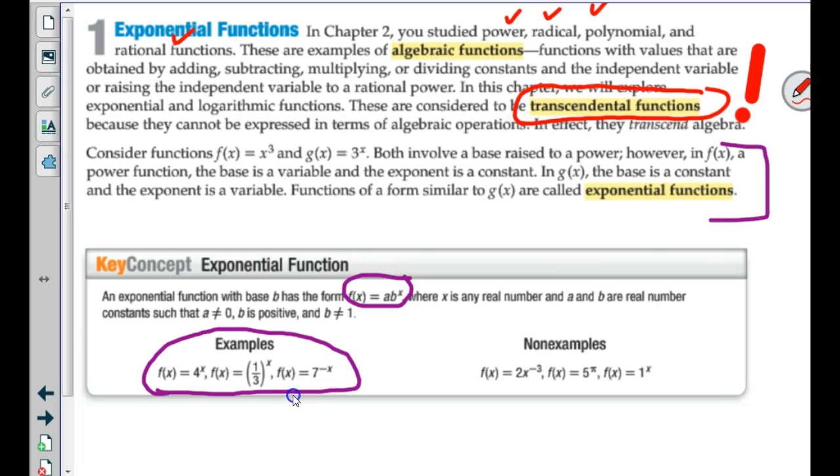So we're doing stuff with x's in the exponent, which then leads us to solving by using logarithms. All right, so we are doing anything like this: 4 to the x, 1/3 to the x, 7 to the negative x. It's in the form a, b to the x. So the x is going to be in the exponent. Any questions?